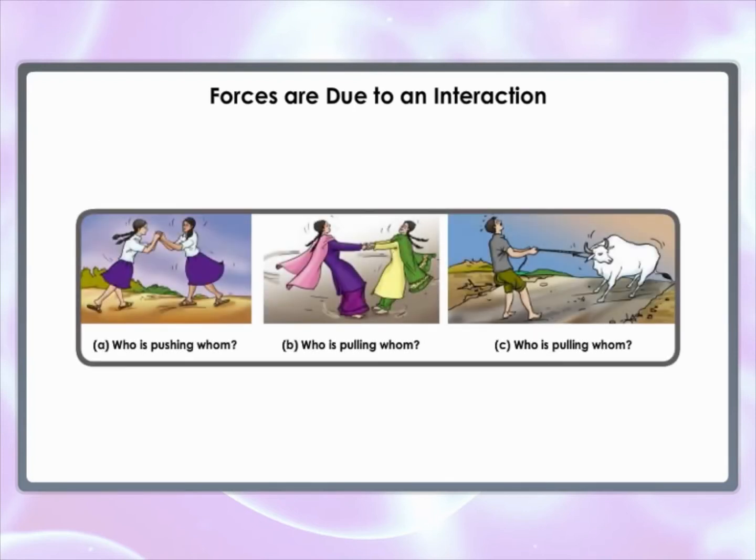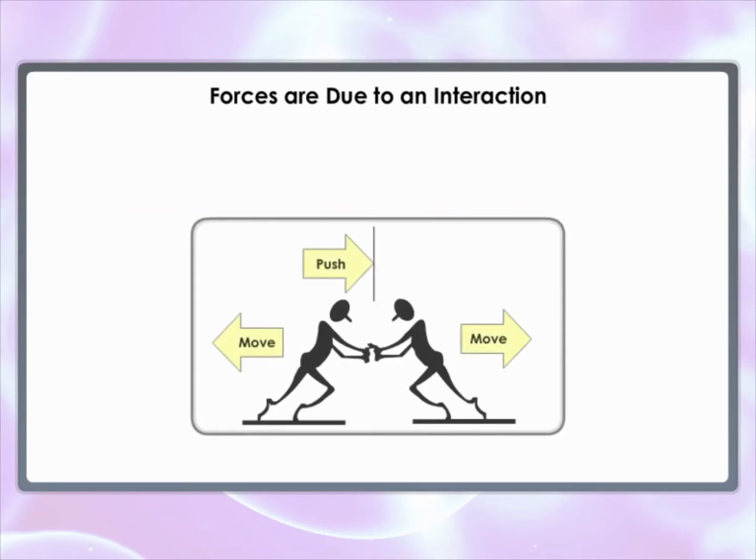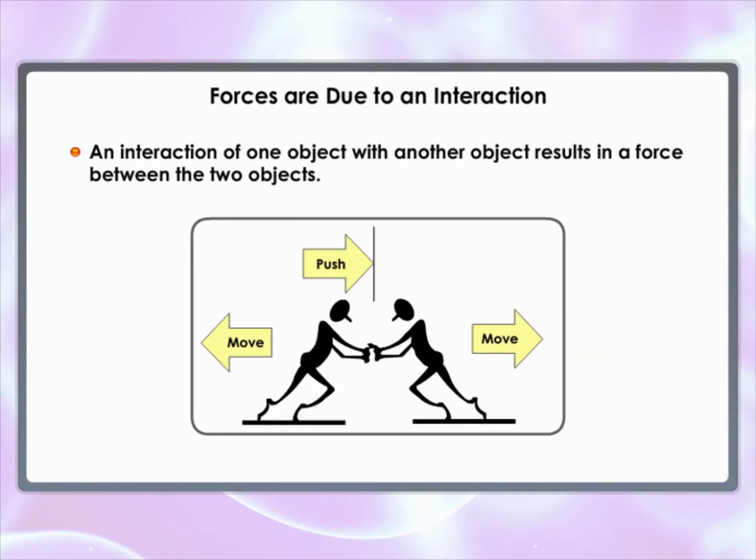Let's view some examples. In figure A, we can view both the girls appear to push each other. In figure B, we can observe both are trying to pull each other. Similarly, the cow and the man in figure C appear to pull each other. From these examples, we can infer that at least two objects must interact for a force to come into play. Thus, an interaction of one object with another object results in a force between the two objects.